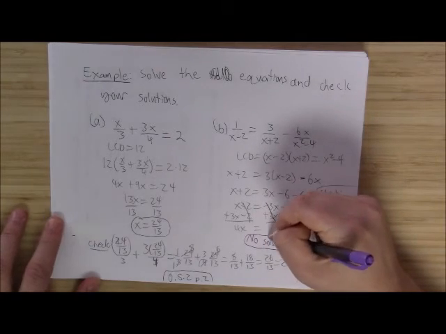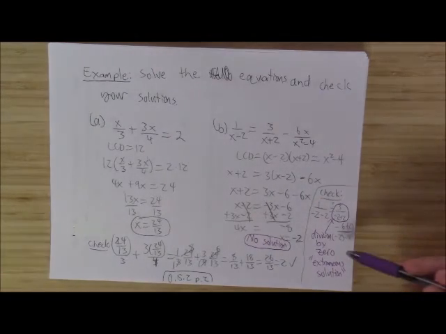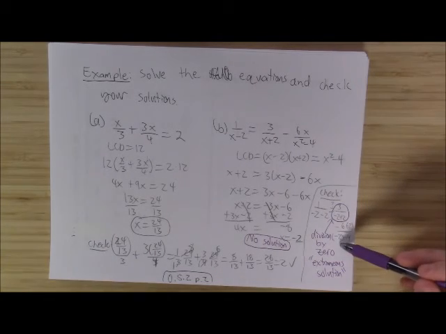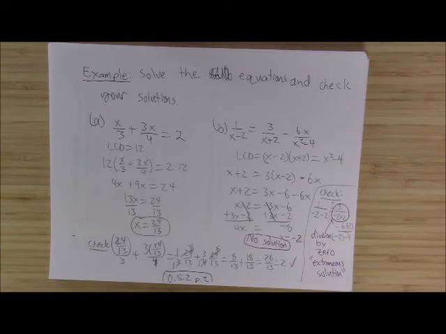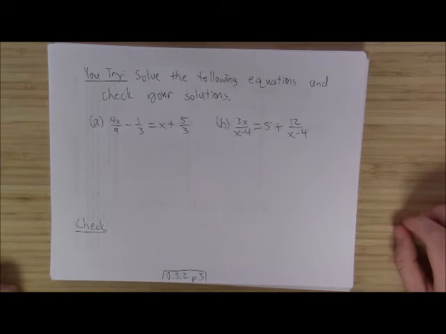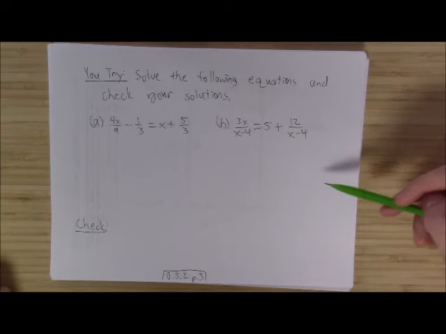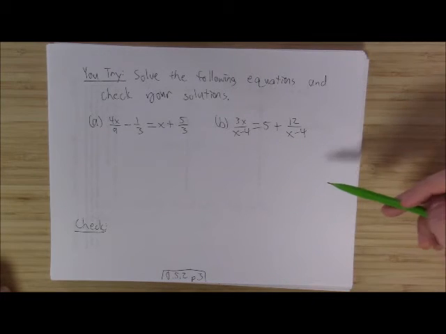Okay? So that's a bit about how extraneous solutions work. This is why you really need to always check whenever you work a problem. Now let's have you go ahead and work a problem. So go ahead and solve the following equations and check your solutions. On the count of 3, I'll reveal the answer. 1, 2, 3.